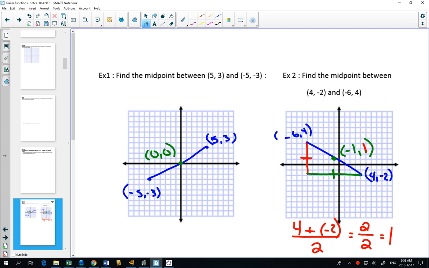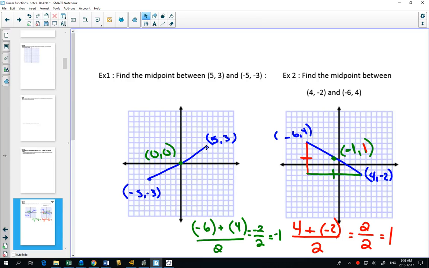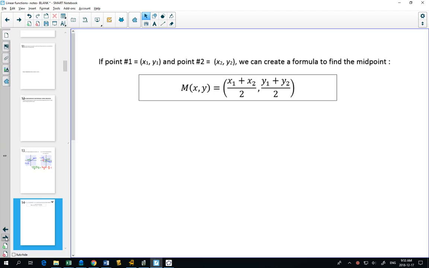That matches up with the y-coordinate of our point. If I look at my x values, which I'll do in green, my two x values are -6 and 4. If I add them up and divide by 2, -6 plus 4 is -2 divided by 2, is -1. So the idea of an average, add up two things and divide by how many you have, helps you figure out a midpoint. In fact, your midpoint formula looks like this.